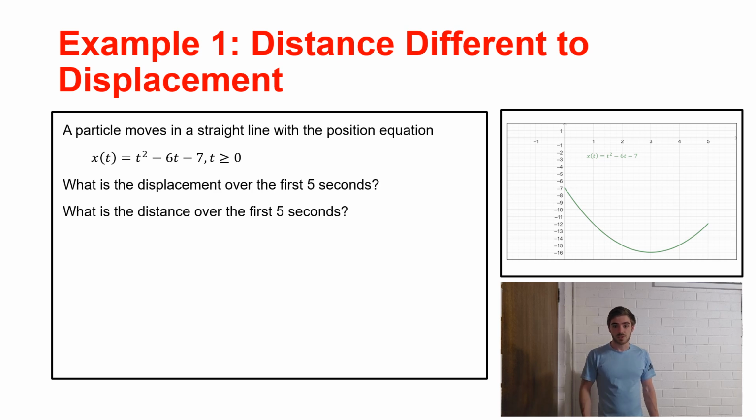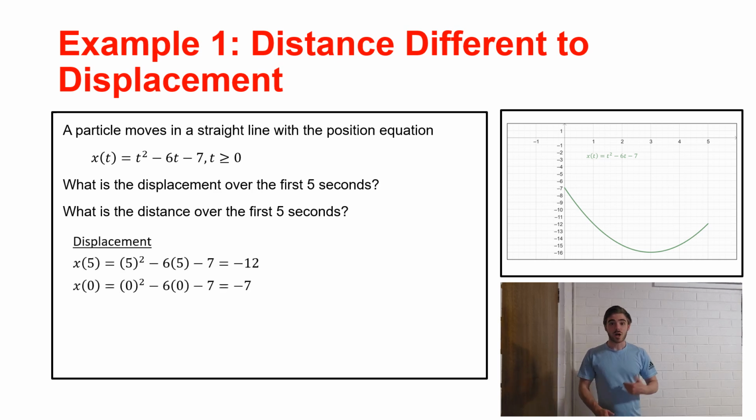To find the displacement, we just need to know where did we start and where did we end. And we can do that by subbing in t equals 0 and t equals 5 into our position equations to get the positions at those spots. All we do here is subtract the start from the end, giving us a total displacement of negative 5 units.